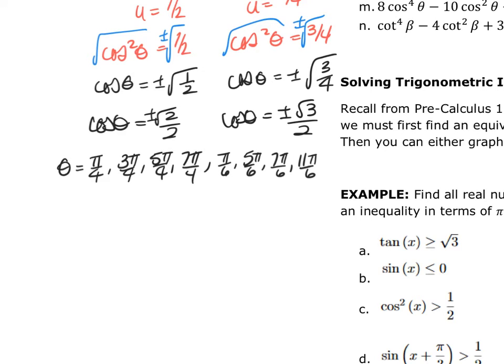Do I have to check these? Big no on that one because I don't have any issues with cosine. Cosine is defined entirely on the unit circle. The cosine domain is negative infinity to infinity with no restrictions.